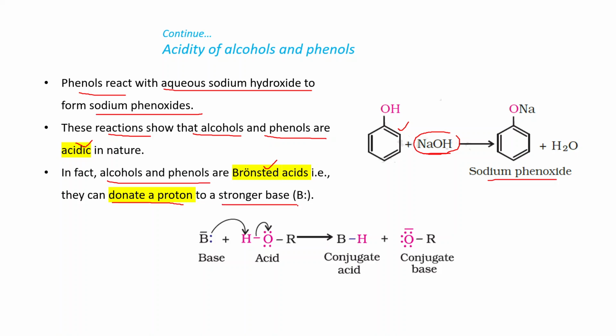Alcohols and phenols can donate a proton to a stronger base, and if this is represented as B, you can say this is the base, and this is alcohol, which is acidic in nature. When this proton is donated to the base, it will convert into its conjugate acid BH, and this alcohol, after donating the proton, will convert into its conjugate base, the alkoxide ion.